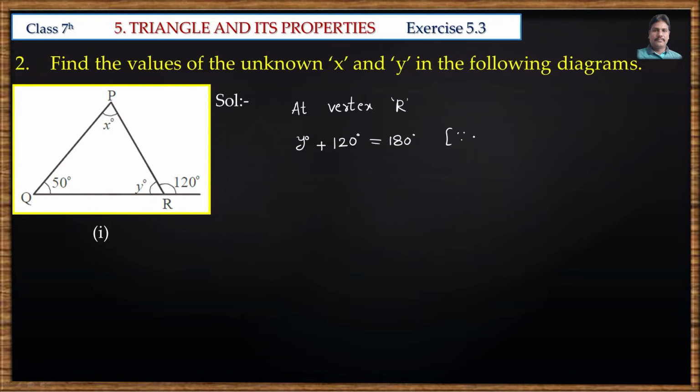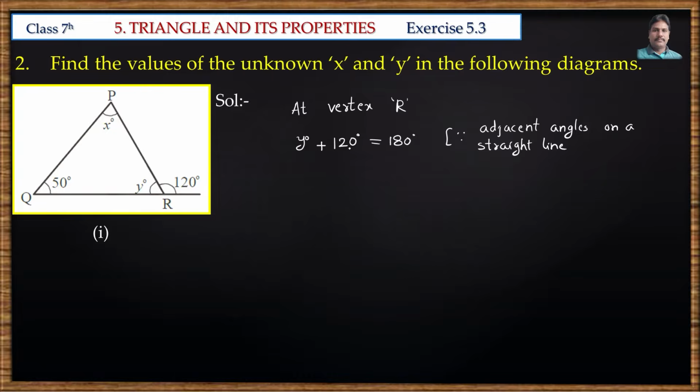What is the reason? Adjacent angles on a straight line are supplementary. That means the sum of the adjacent angles on a straight line becomes 180 degrees.